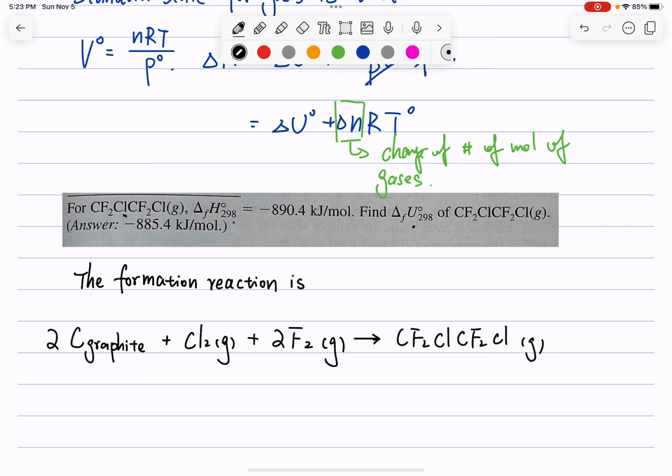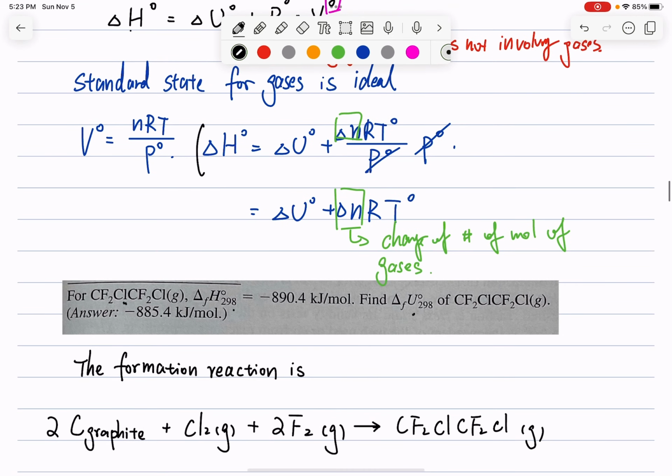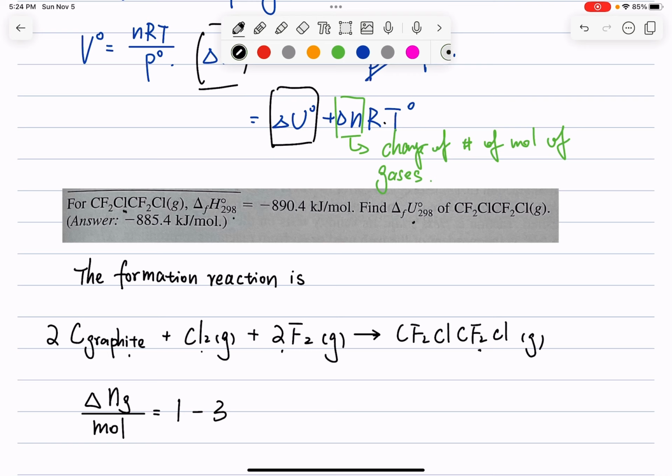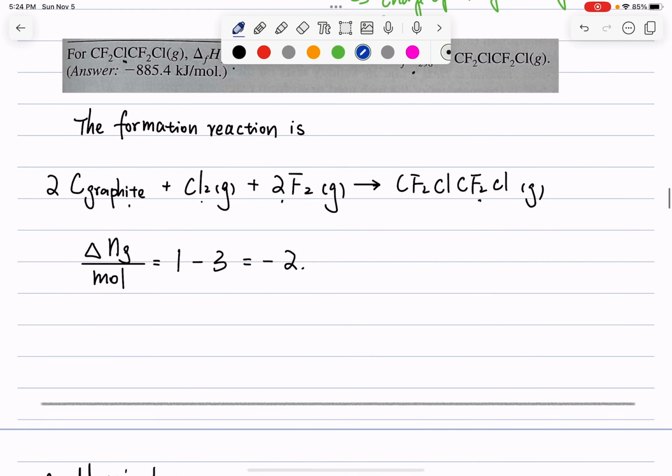CF2Cl. It's gas phase, gas form. So the difference between my delta H and my delta U is the change of number of moles of gases. So what do we have? The change of number of moles of gases per mole of reaction. On the right-hand side we have 1. On the left-hand side we have 1, 2, 3. Your graphite carbon is solid and we don't count that. So the total change is -2. You can plug in the numbers here.